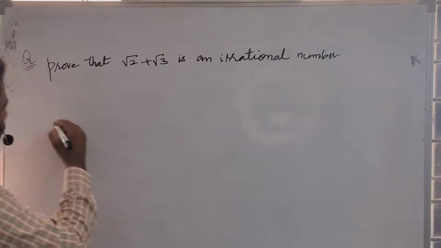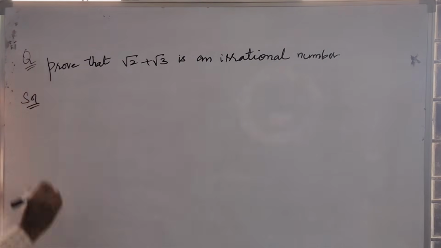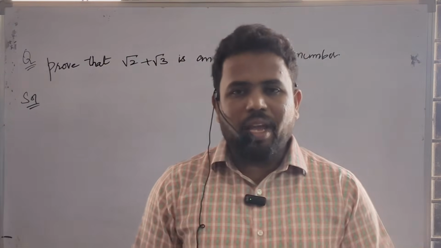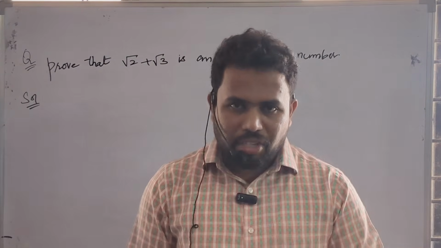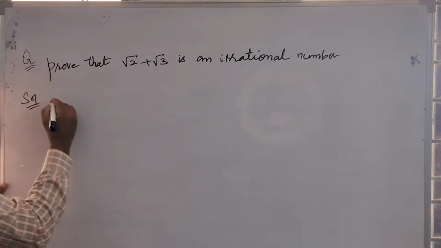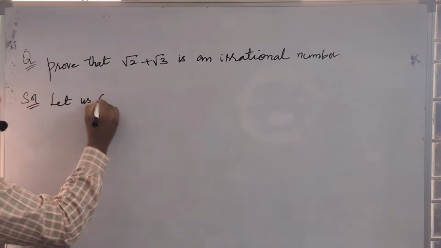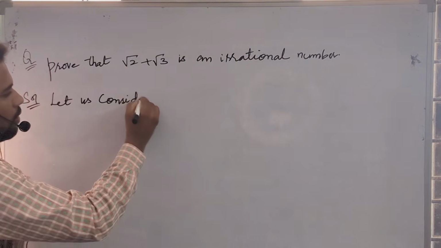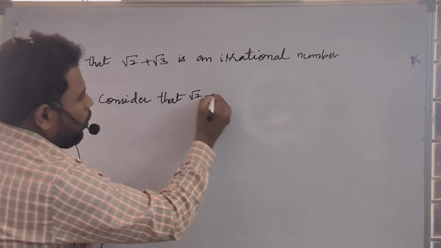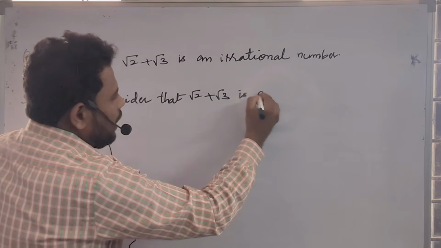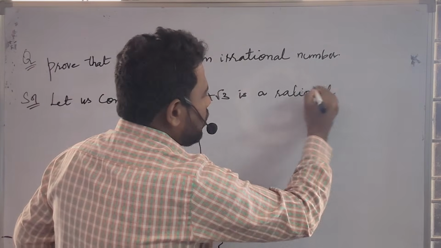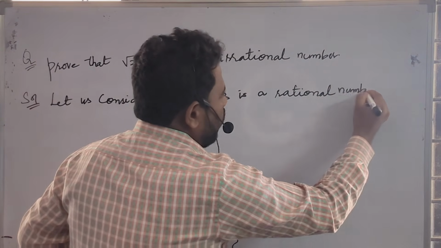Here we go with the solution. If you want to prove a number is irrational, first we have to consider this number as a rational number. So let us consider that root 2 plus root 3 is a rational number.